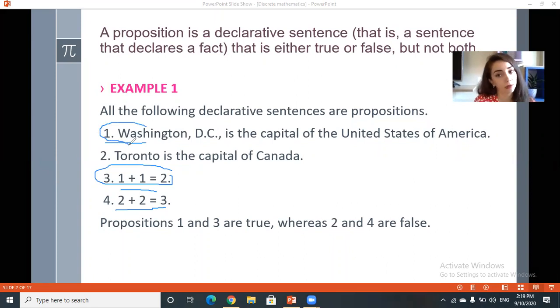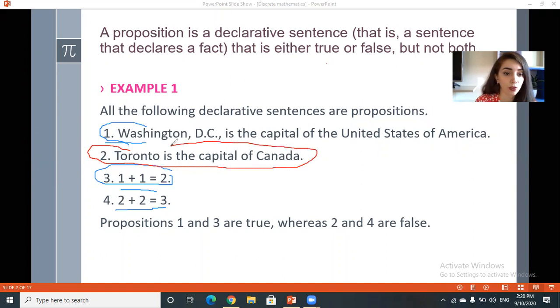And Toronto is the capital of Canada. You know, it's false. And let me change the color. Toronto is the capital of Canada. This is false. And this sentence is also false: 2 + 2 is 3. The answer is actually 4. So 1 and 3 are true, 2 and 4 are false. All these 4 sentences, we can say that this is true or false. So it means that these sentences are propositions.